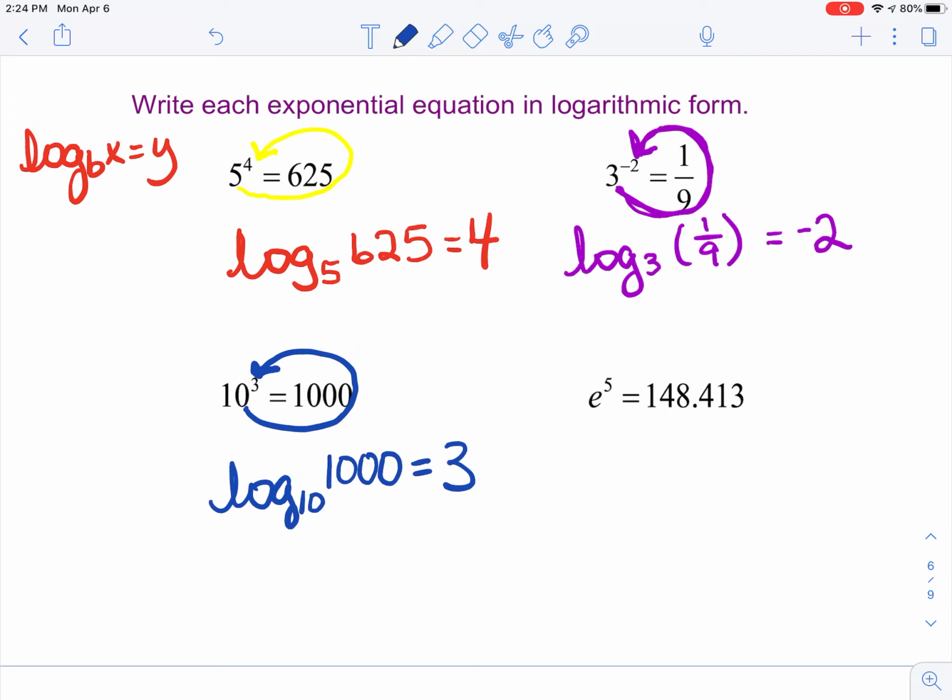Here's where the mistake comes. Do you have to put that 10? No, it's a special case. So we can just write log of 1,000 equals 3. Since there's nothing there, you know that it has to be a 10. And here's our last one.